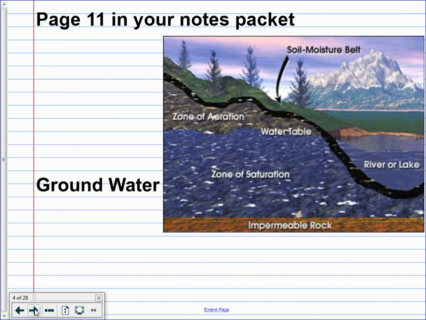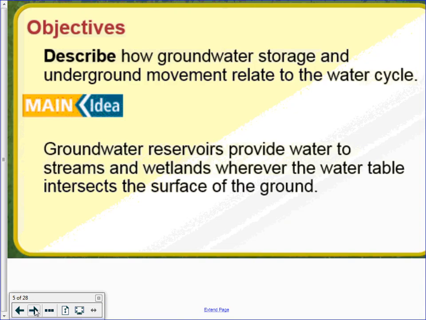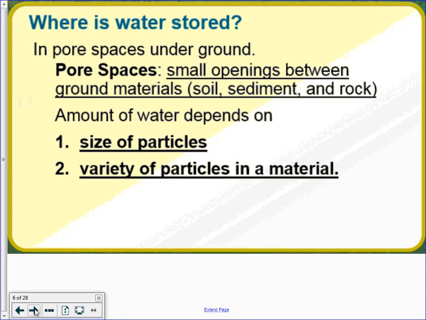Okay, so we're in our notes on page 11, and today we're going to cover the vocabulary and the process of groundwater. First thing, you've seen this term before. On page 11 you have a number 1. It says, where is water stored? And then you see a little box that says pore spaces. Define pore spaces. Those are the small openings between ground materials.